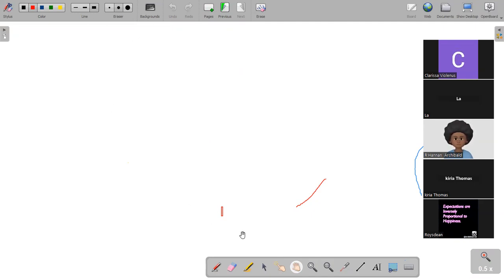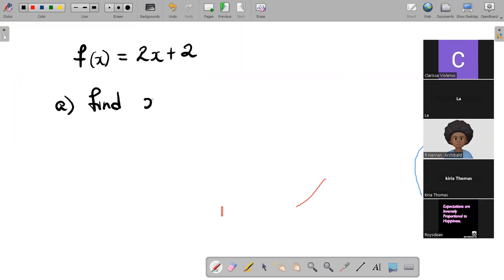Now, this question has come a lot, and this is the question that students just leave out. But before we get into that, let's practice a quick question. F of x is equal to 2x plus 2. And the question is going to ask you to find x if f of x is equal to 10.